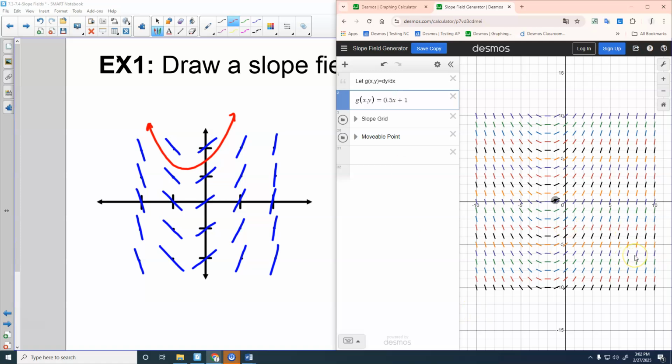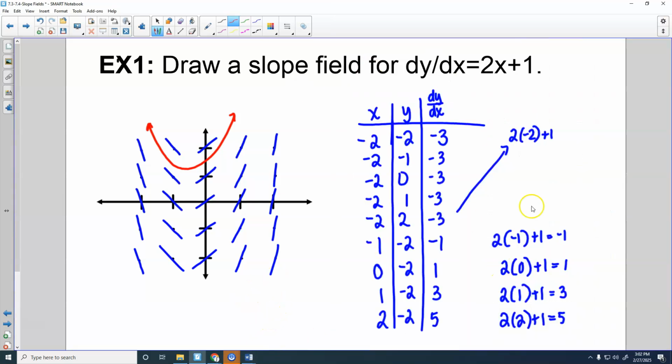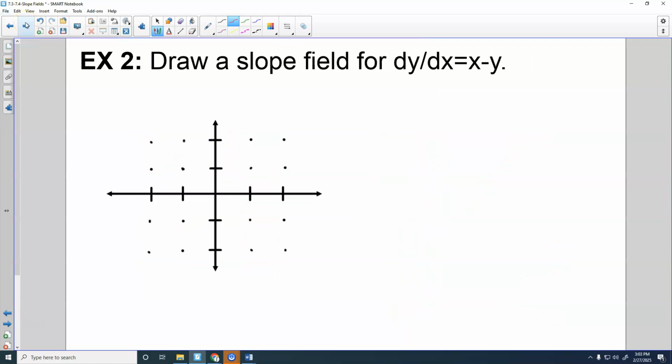You'll start to see it a little bit more, right? For that. So this is an example of what a slope field is. For others, they may depend on x and on y. So if I'm looking at dy over dx equals x minus y, I would do the same thing that I was doing earlier.